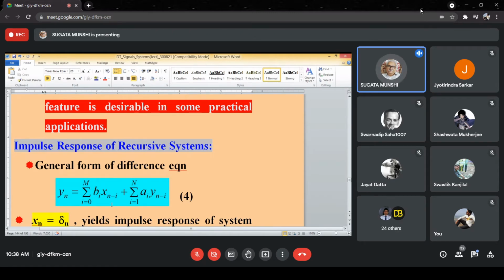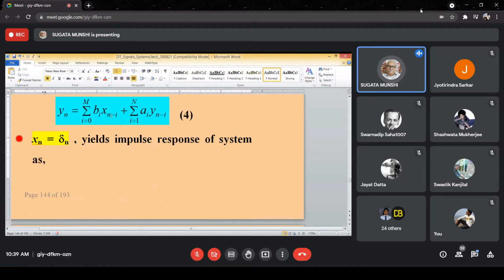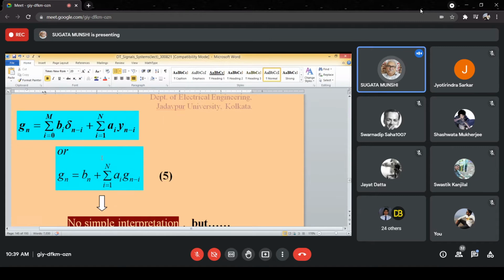For such a system, we will not be using the term filter for the time being. For that type of recursive system, if you just excite it by an impulse sequence, x[n] equal to delta[n], then in equation 4 you have to replace x with delta and y with g. That will be the expression for the impulse response sequence.